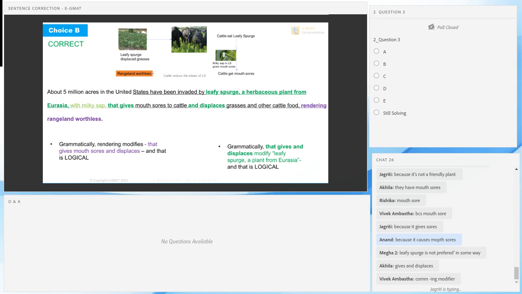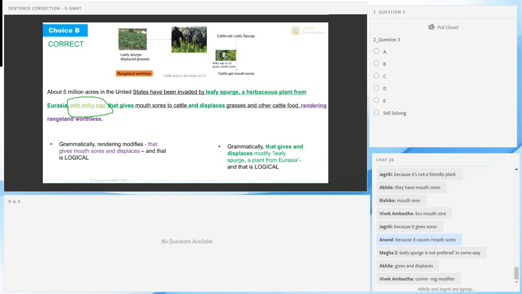Now here in choice B, something interesting has happened. With milky sap has been made into additional information, and some people think that choice B is wrong. Why? Because they think in the original choice it was the milky sap that gives mouth sores, but in this choice it is the herbaceous plant from Eurasia, the leafy spurge, that gives mouth sores. So they think there is a shift in meaning, whereas there is no shift in meaning here.